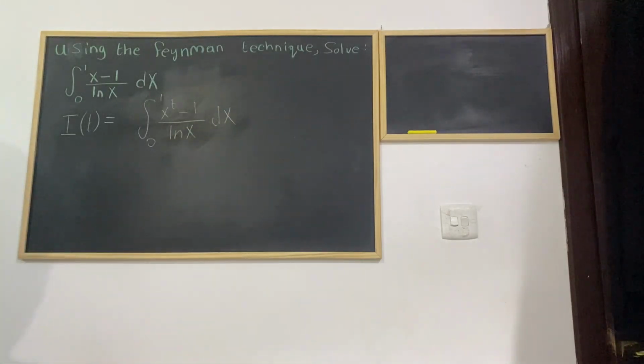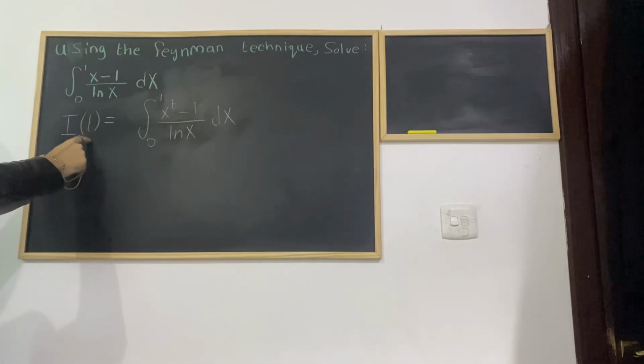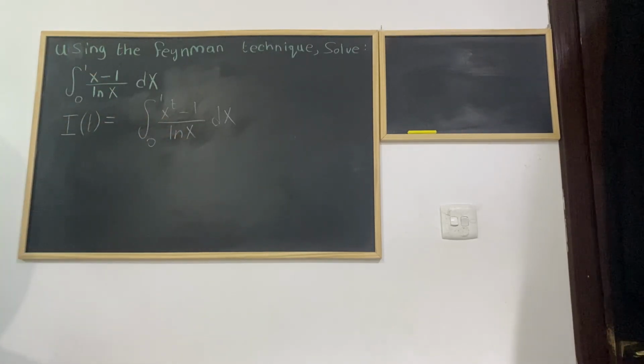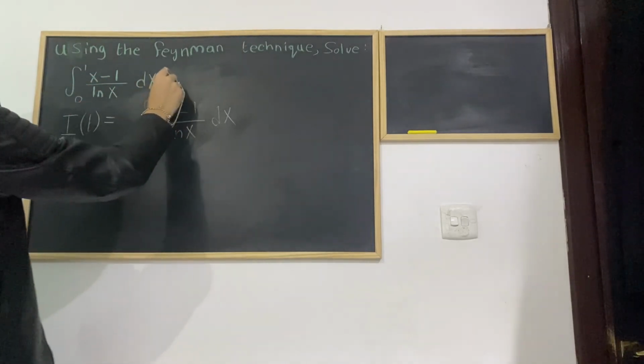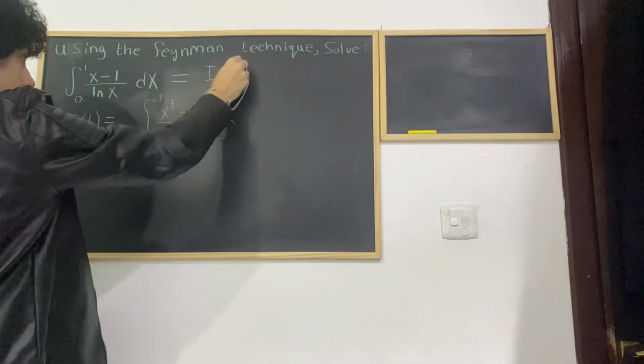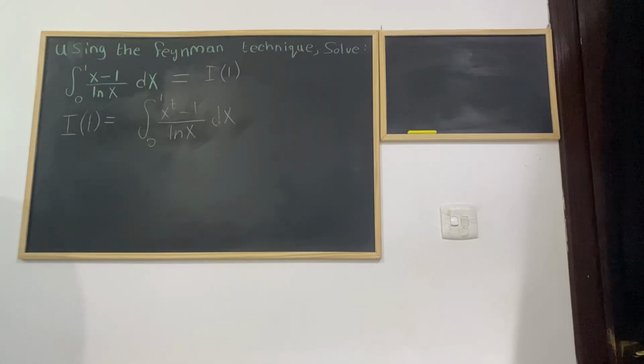dx. Now, notice if we take t as 1, this integral turns into our main question here. Therefore, we can actually equate our main question into I of 1. And this is important later on, I'll show you why.